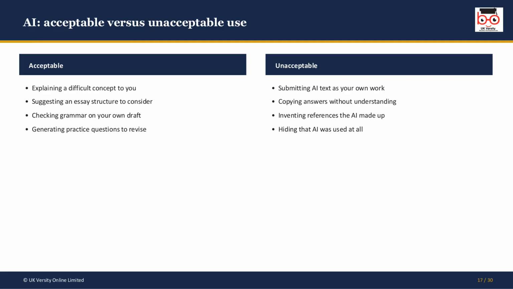Let's be concrete about where the line sits. Acceptable uses include having a difficult concept explained to you, getting an essay structure to consider, checking the grammar on your own draft, or generating practice questions to revise from. Unacceptable uses include submitting AI text as your own, copying answers without understanding them, letting the AI invent references, and hiding that you used it at all. When in doubt, ask whether you'd happily declare it.